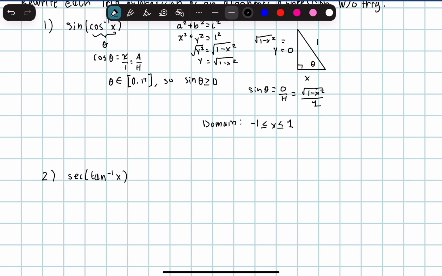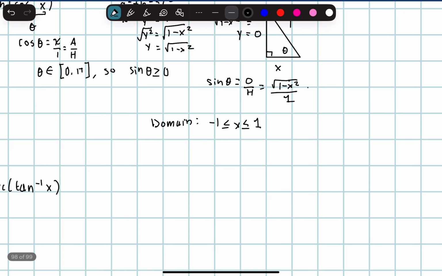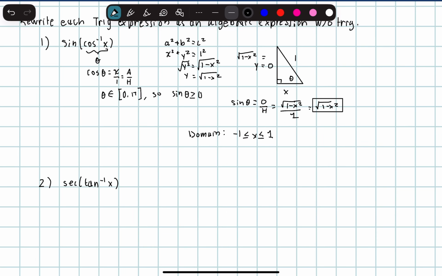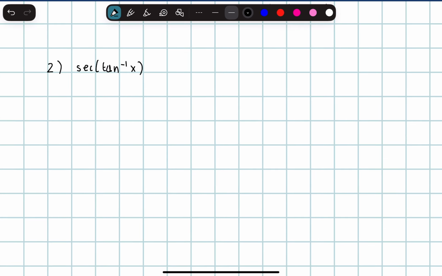So yeah, this is just going to simplify down to the square root of 1 minus x squared. That's just your answer, because we were just solving for sine of that angle. That is sine of that angle. So now we can move on to the next.